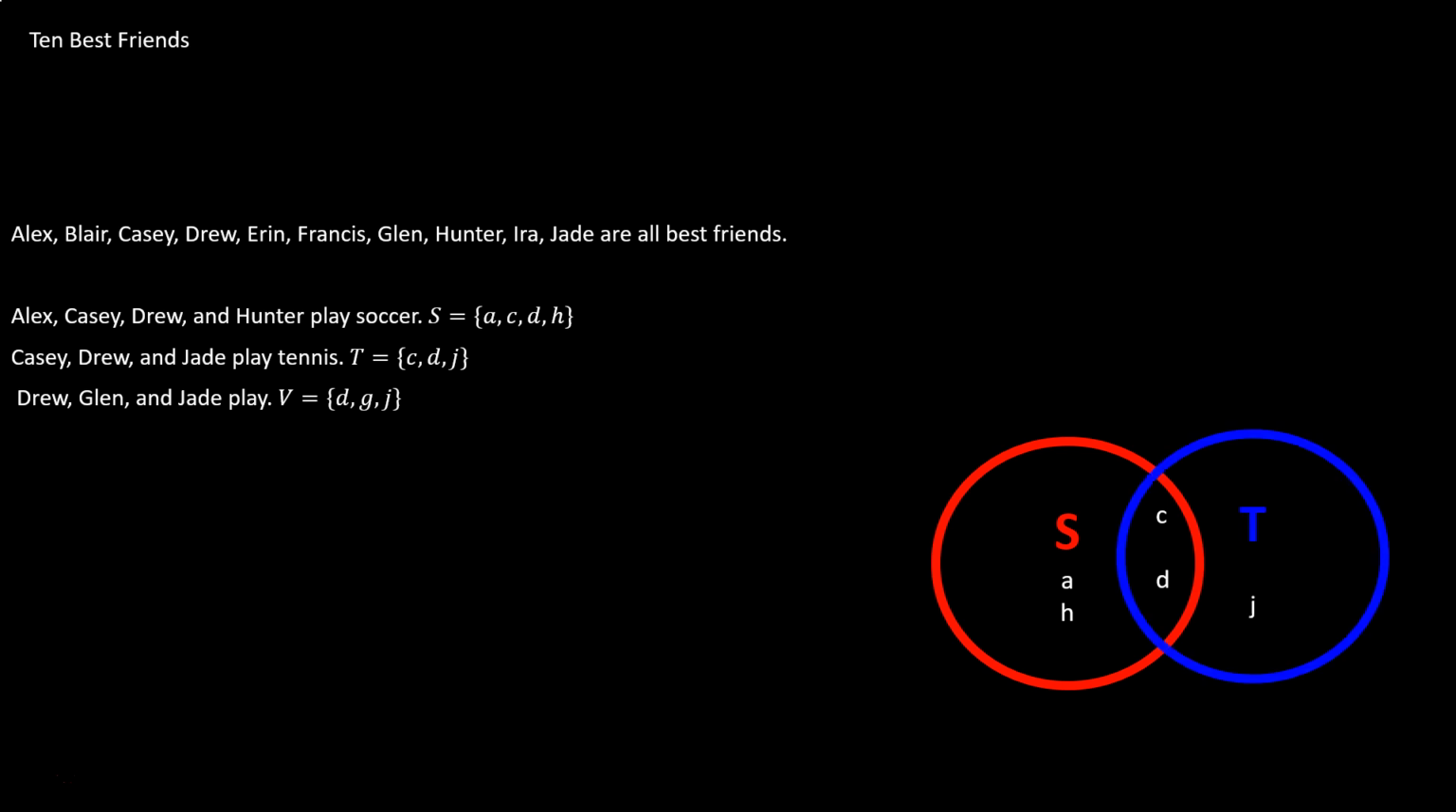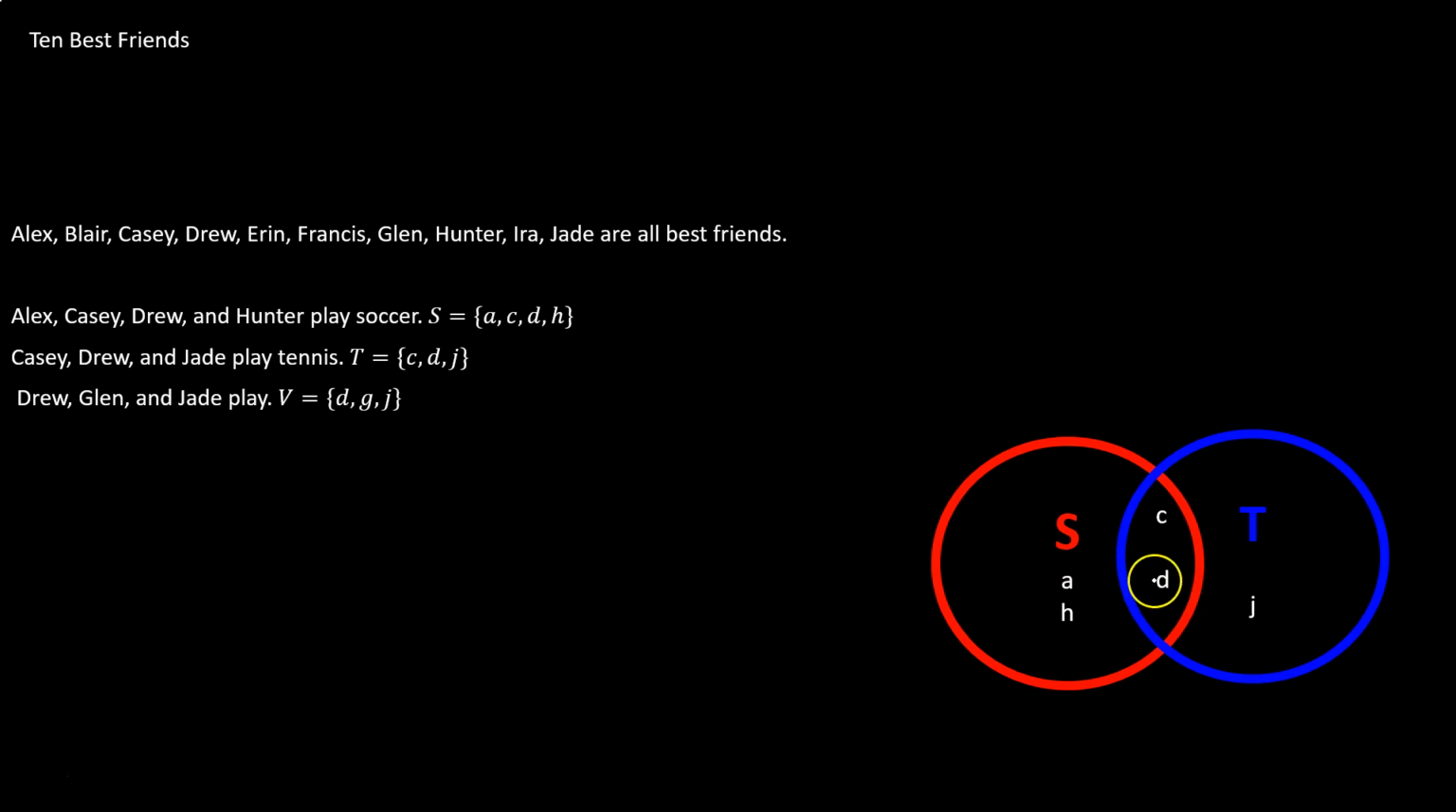So of our 10 best friends, we know that Alex, Casey, Drew, Hunter, that's who H was, they all play soccer. Casey, Drew, and Jade play tennis. And now we're learning that Drew, Glenn, and Jade, they play volleyball. So I have my soccer circle, I have my tennis circle, and now I want to draw a V circle for volleyball. It's going to include Drew, Glenn, and Jade.